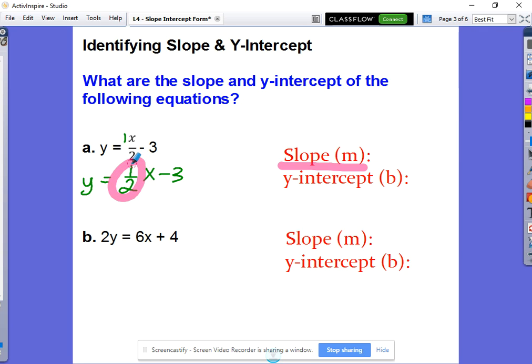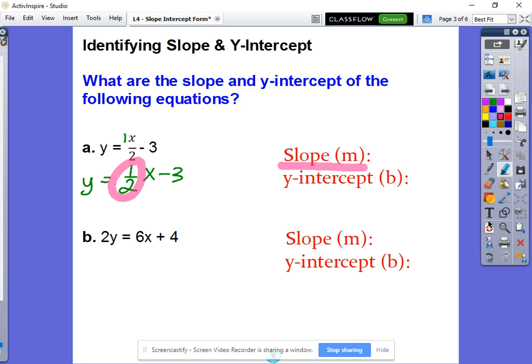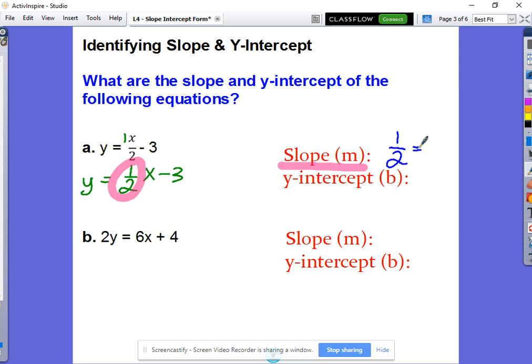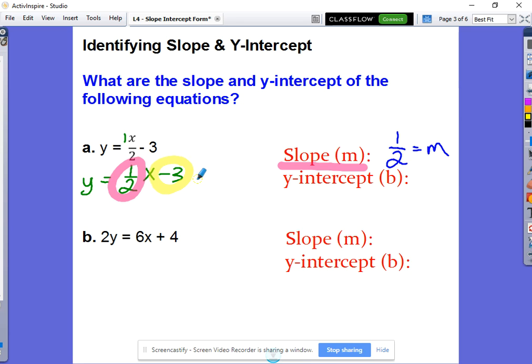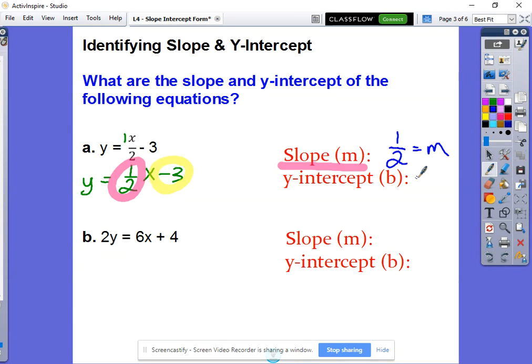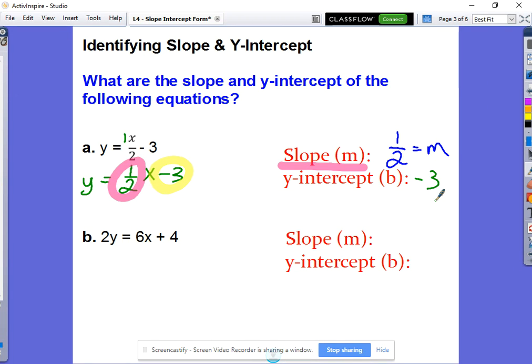Well, our slope is our m variable or m value. So there you go. Our slope in this case equals positive 1/2. That's our m value, our slope. And our y-intercept is the b value, which is the amount that's being added or subtracted on the end here. So in this case, our b value is -3. So we have to be able to identify the slope, the value that's being multiplied to x, and then the b value, the value that's being added or subtracted on the end. Okay, so take a look at this next one.